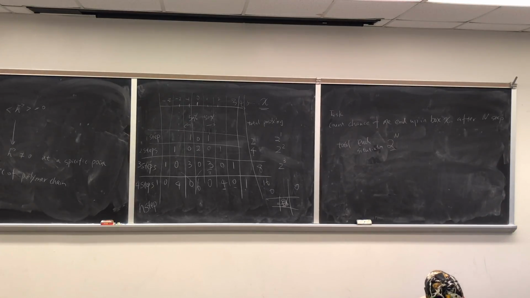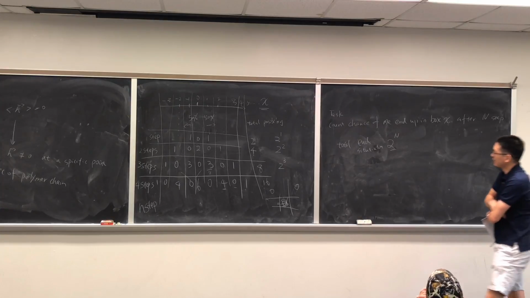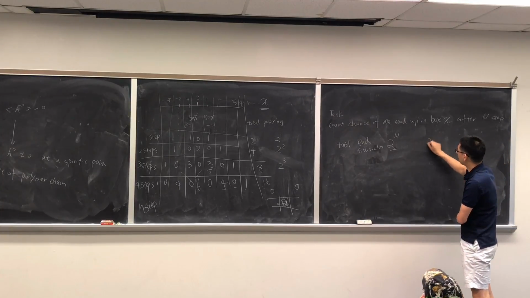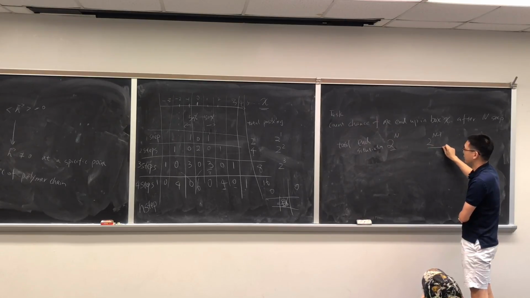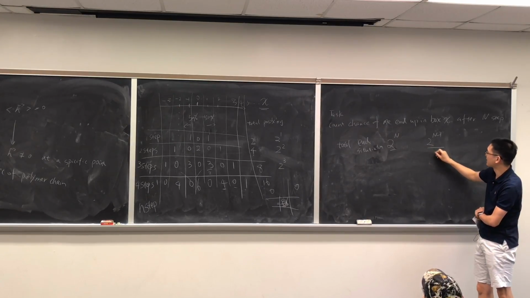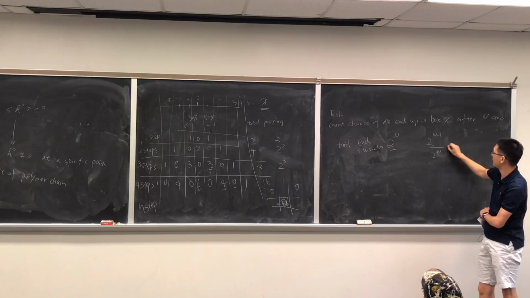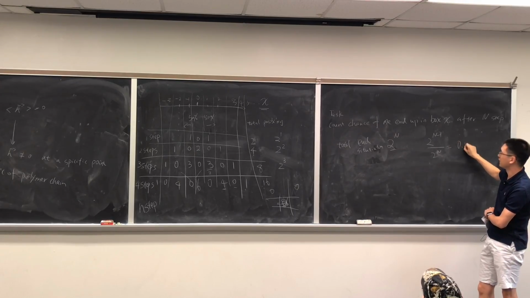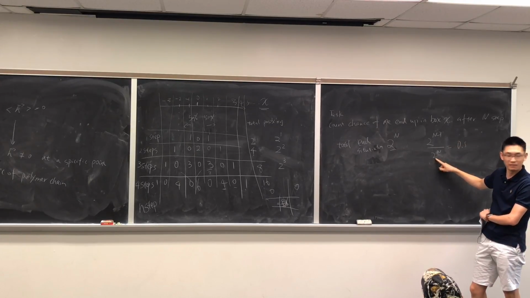2 to the n? Minus 1? 2 to the n minus 1. So let's try. It's probably not right, but let's see. If that's the case, then the probability is always 50%, right?